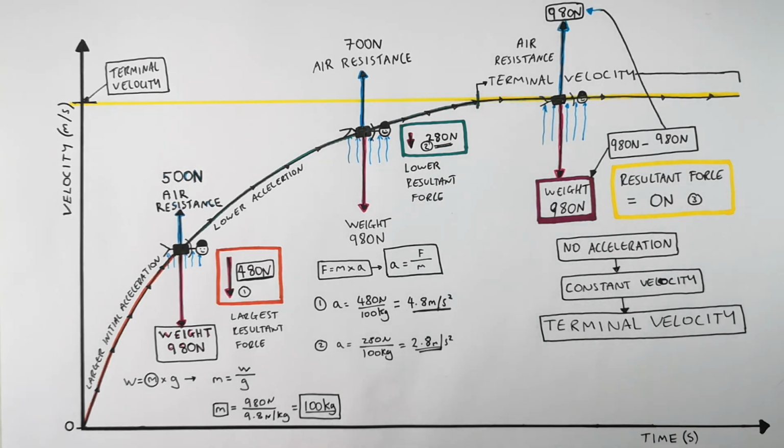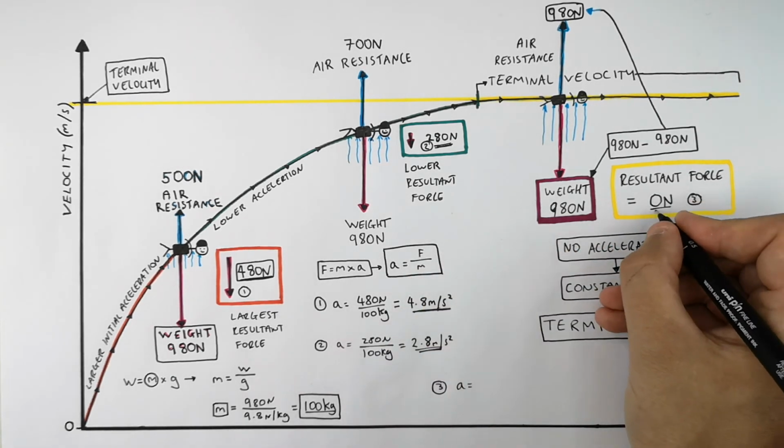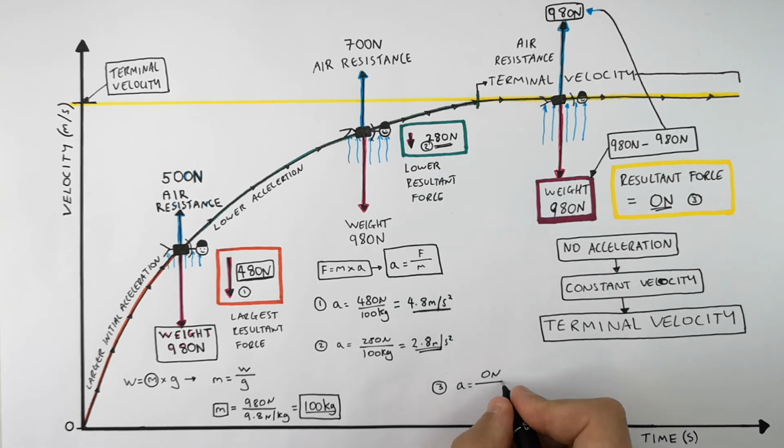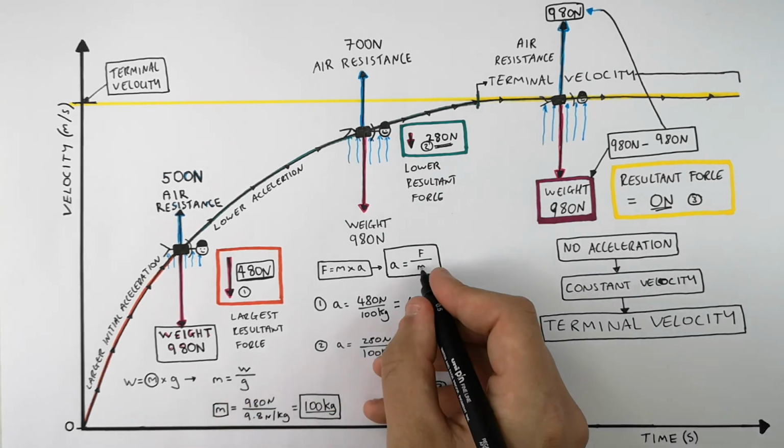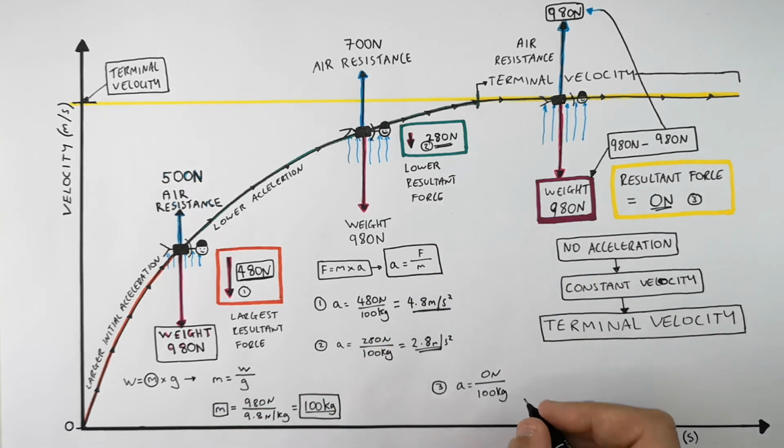However, in example number 3, where the resultant force is 0 newtons, the acceleration is 0, because that's the resultant force divided by the mass of the object, which for the skydiver is 100 kilograms. That gives you an acceleration at the terminal velocity of the skydiver of 0 meters per second squared.